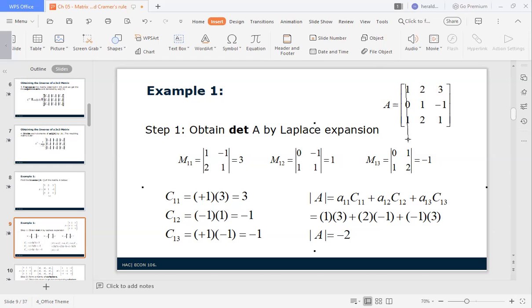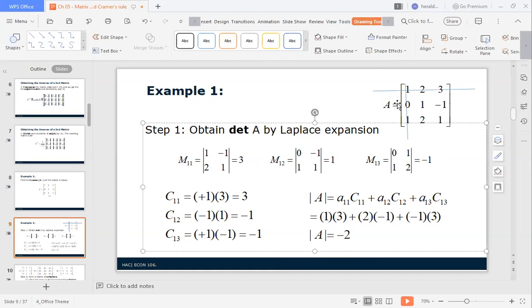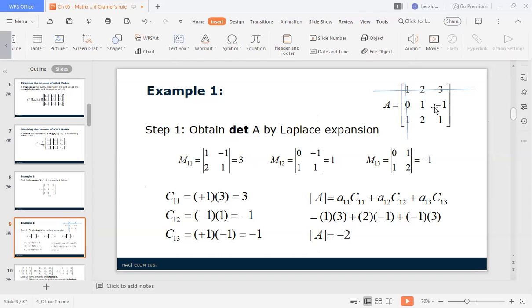Just a review, M11, or getting the minor, is getting the submatrix. So deleting this column and this row, we end up with this 2 by 2 matrix here, which we call M11. You do the same for M12 and M13. The next thing to do is to get the determinant of these 2 by 2 matrices, and so you end up with 3, 1, and negative 1.